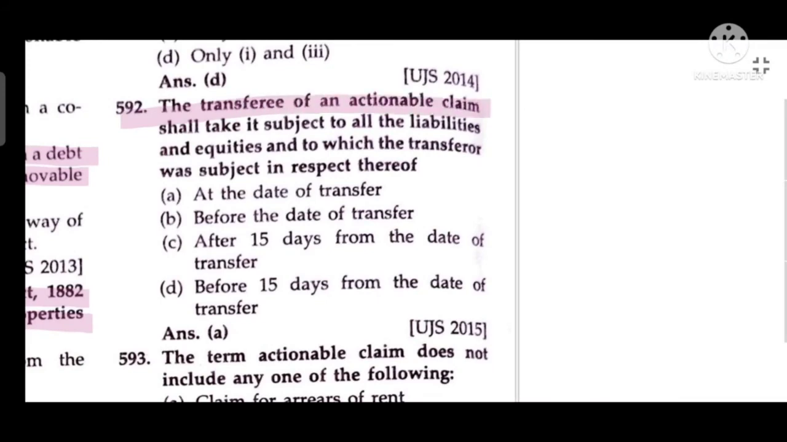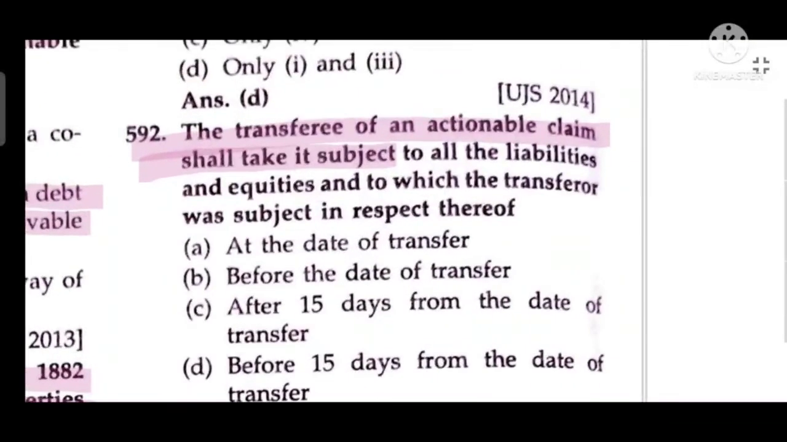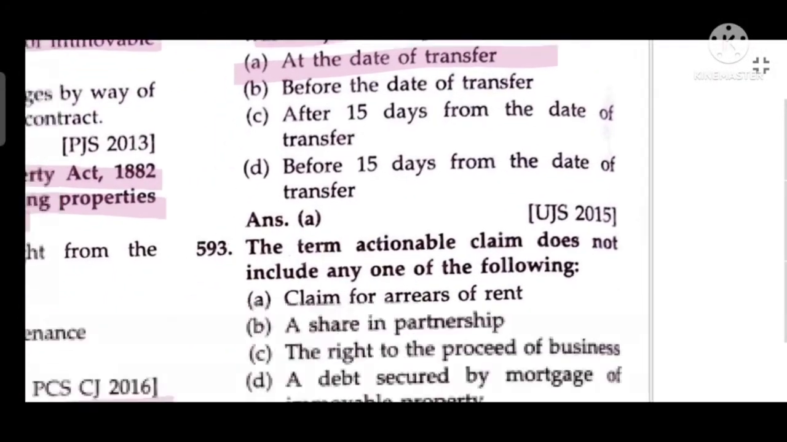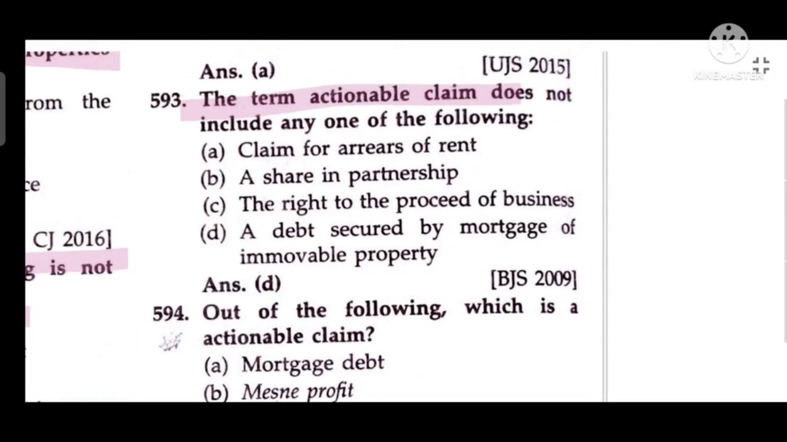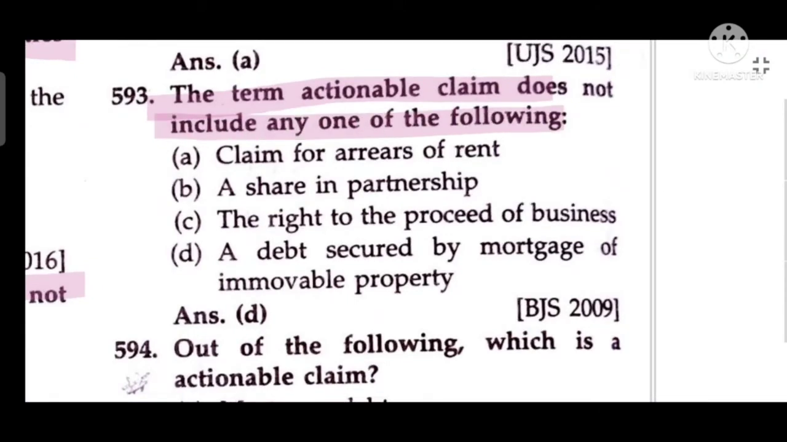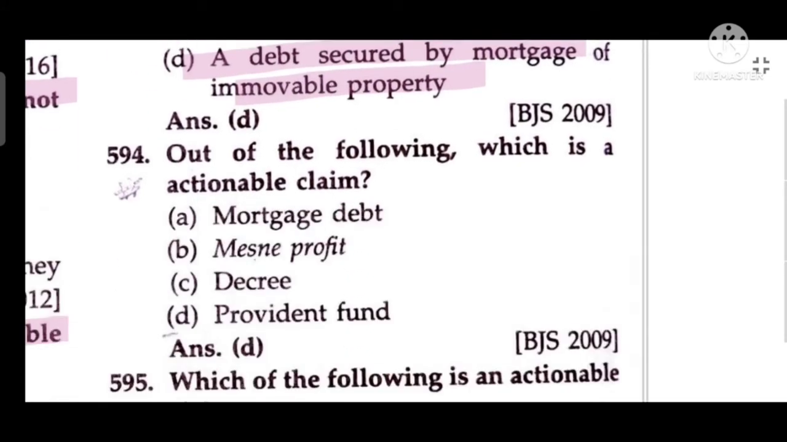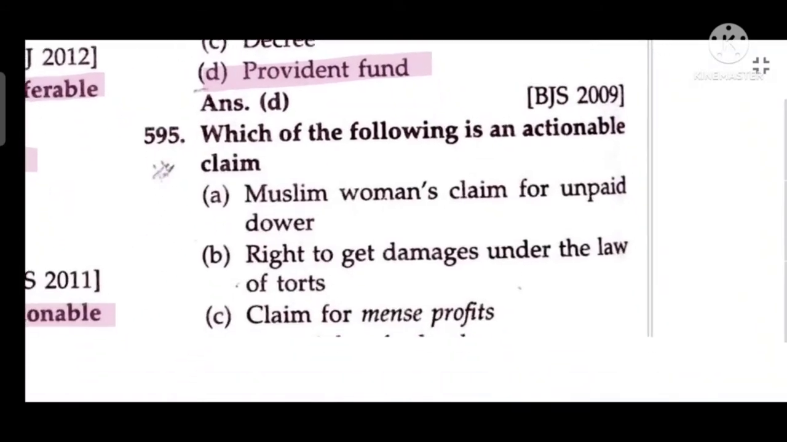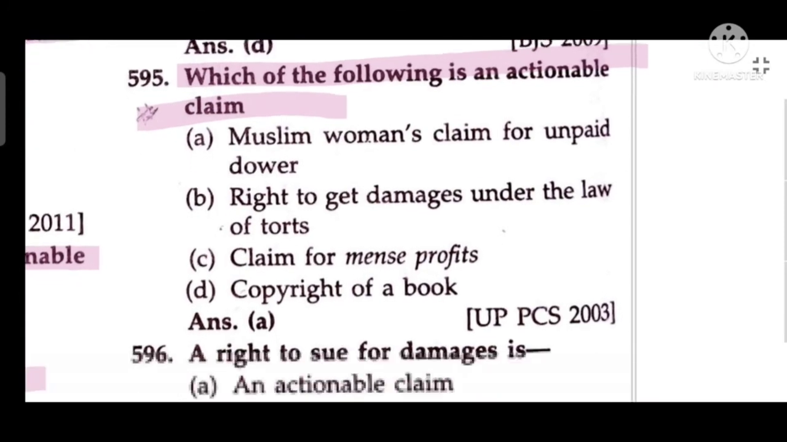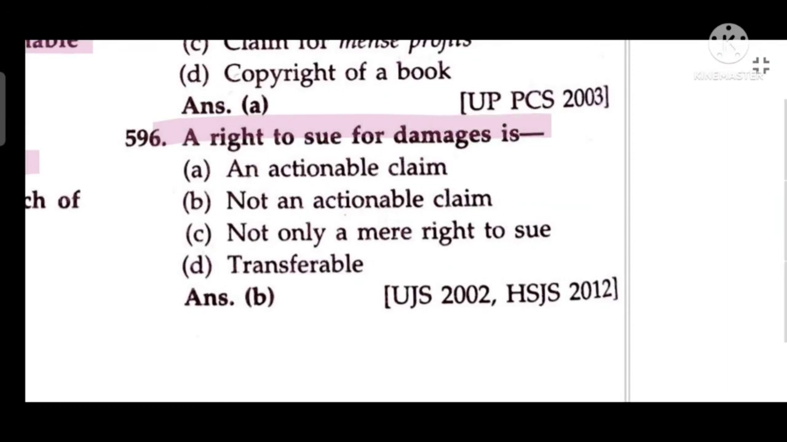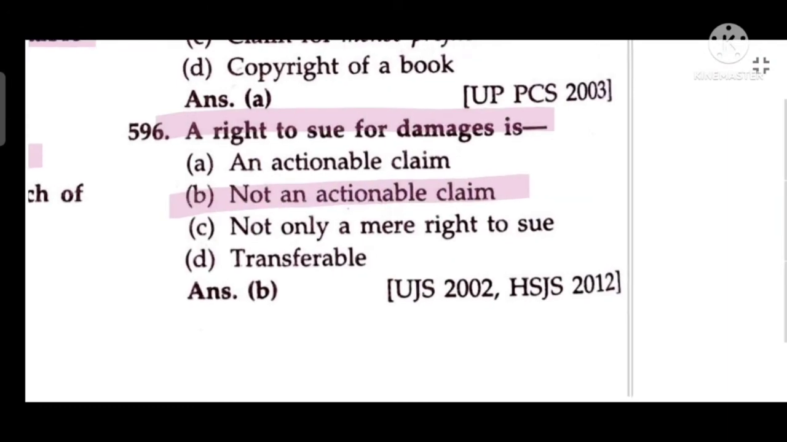A transferee of an actionable claim shall take it subject to all liabilities and equities to which the transferor was subject in respect thereof at the date of transfer. The term actionable claim does not include a debt secured by mortgage of immovable property. Out of the following, which is the actionable claim? Provident fund. Which of the following is an actionable claim? A Muslim woman's claim for unpaid dower. Right to sue for damages is not an actionable claim.